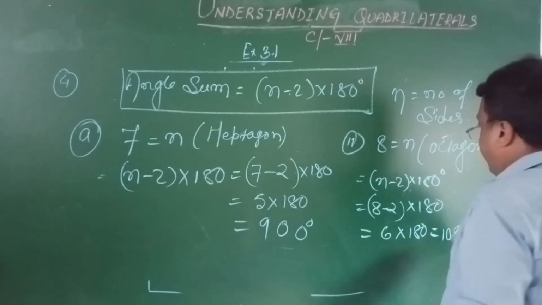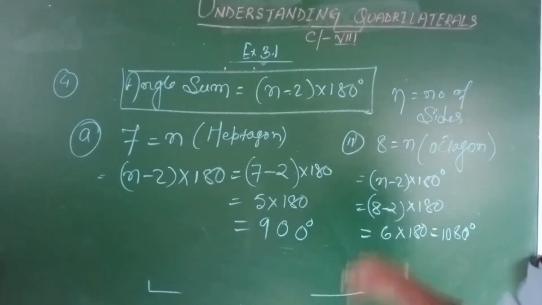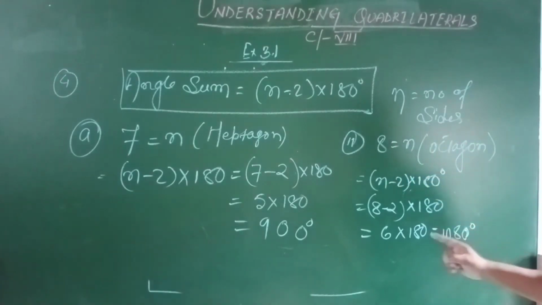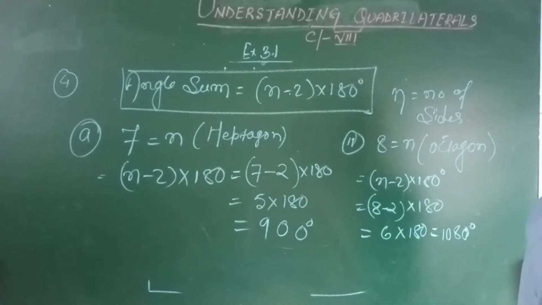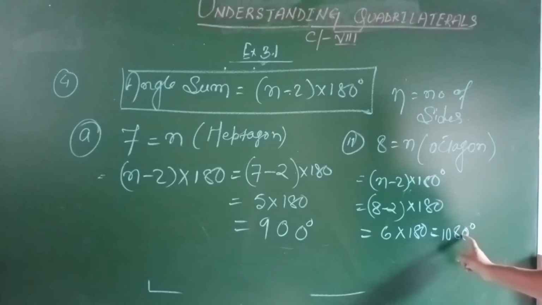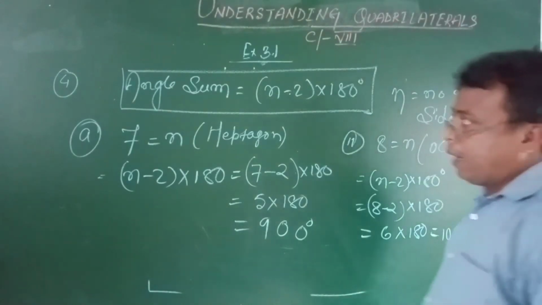Means if we add the 8 angles of an octagon, 8 is equal to n, the number of sides. 8 sides means octagon. And if it has 8 sides, it has how many angles? 8 angles only. If we add all the 8 angles, you will get 1080 degree. So I hope it is clear.